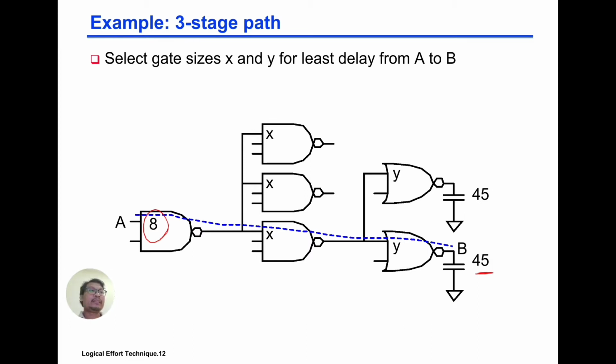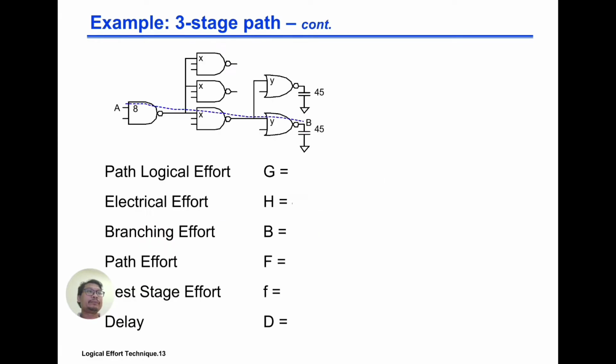This is a relative capacitance or size. It's driving a 45 value on the output. So what is the optimum size for X and Y given the size 8 and 45? First we need to find the path logical effort. So what is the logical effort on the path from A to B?